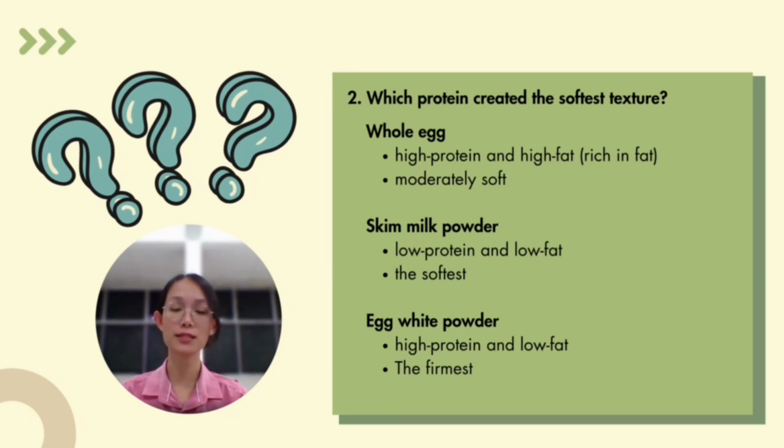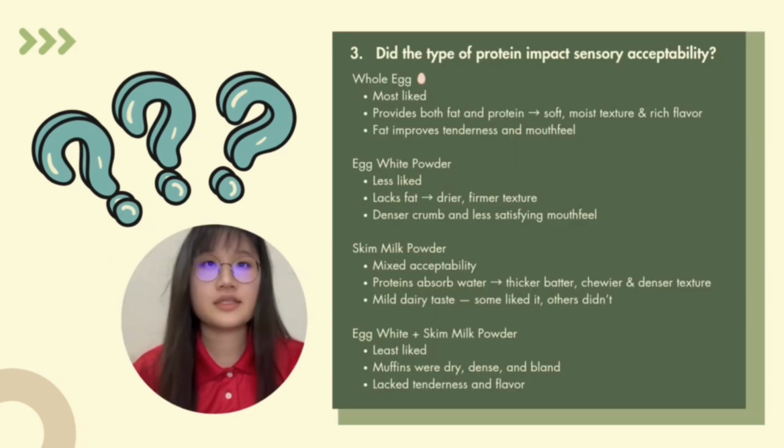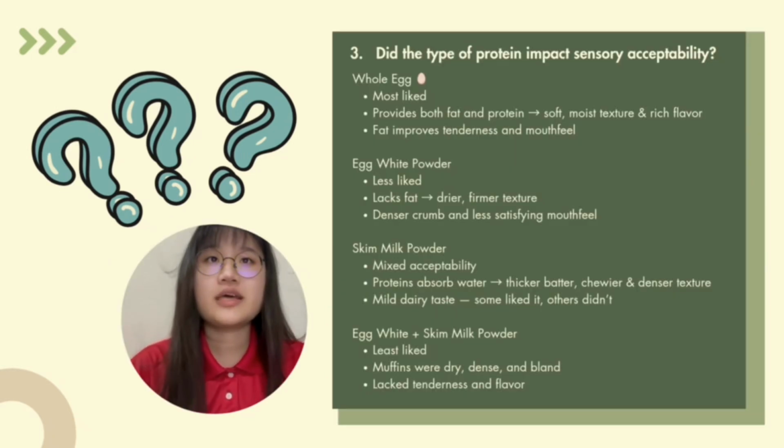But the softness here mainly depends on protein first, then fat. This is because the fat softens the texture and might coat the protein, making it harder to link together. Softness here is increasing from egg white powder, whole egg, to skim milk powder. Number 3. Did the type of protein impact the sensory acceptability?